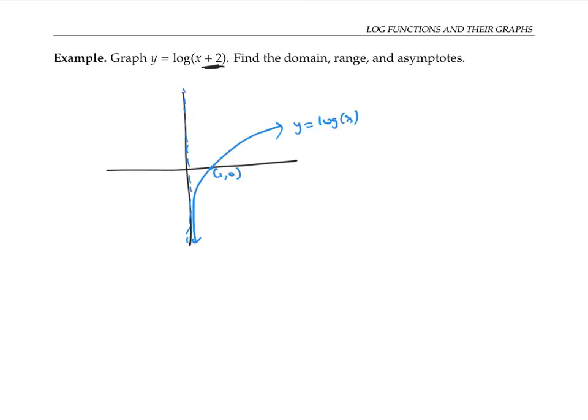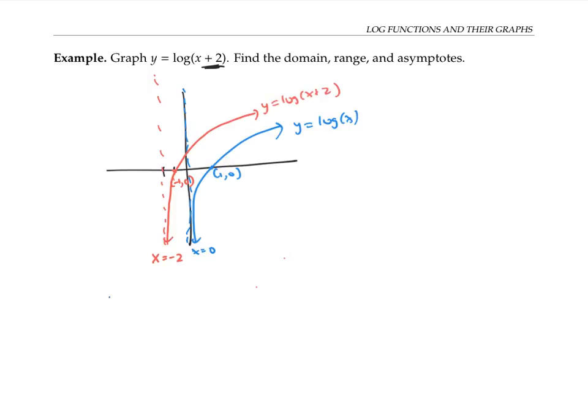Now I need to shift everything left by 2. So my vertical asymptote shifts left, and now it's at the line x equals negative 2 instead of at x equals 0. And my point (1, 0) gets shifted to (-1, 0), since I'm subtracting 2 from the x's. And here's a rough sketch of the resulting graph.